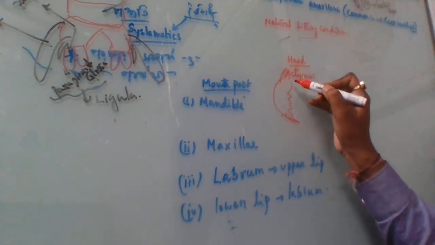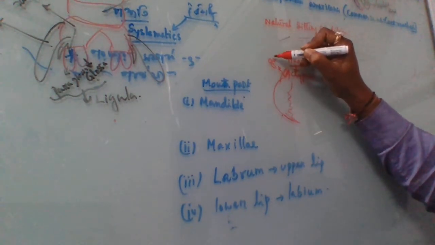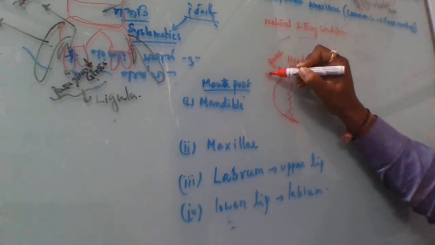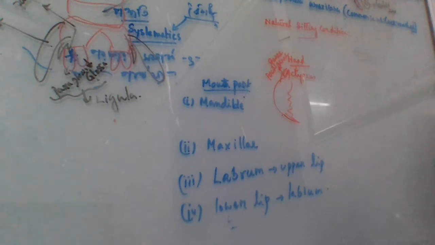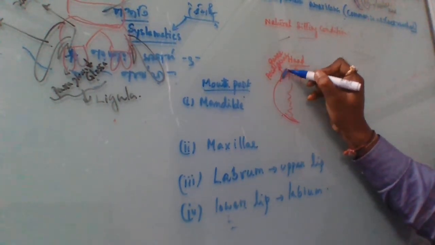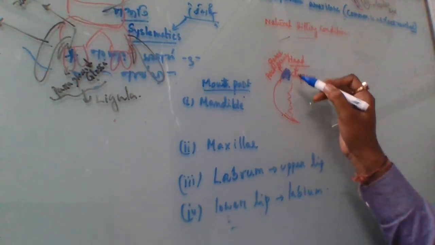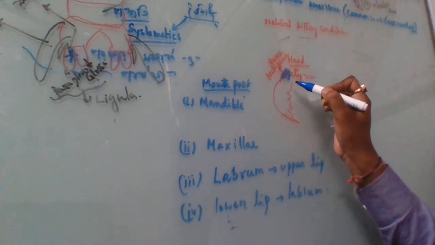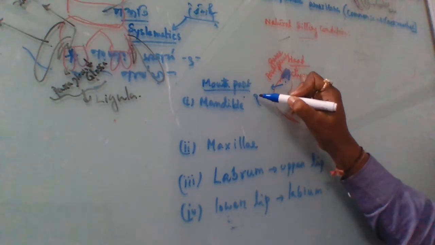So here the portion we will say is the gena or postgena, the socket of the head. These are attached with these muscles. So this mandible has three parts from upside to down. That is prostheca. This is prostheca.